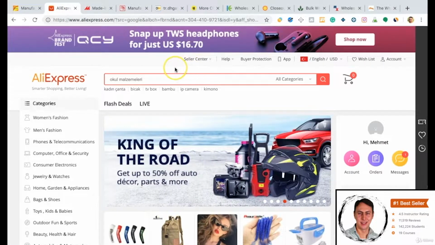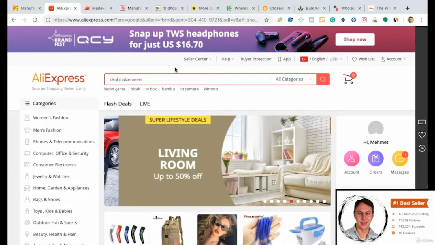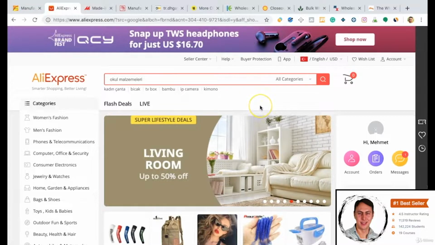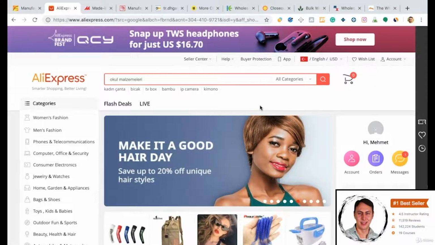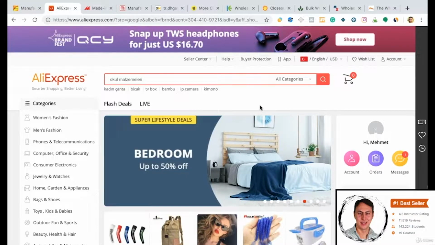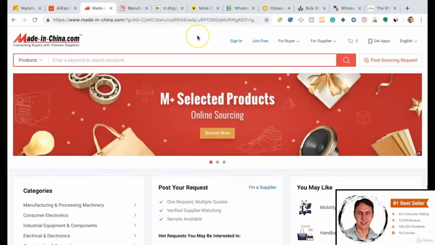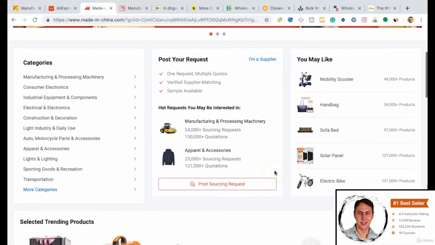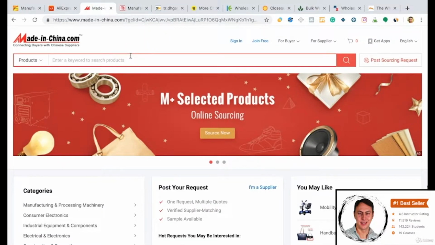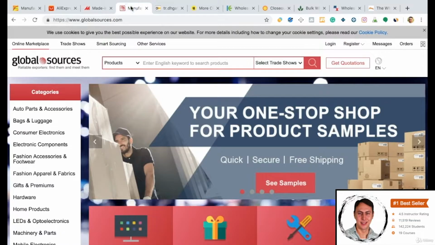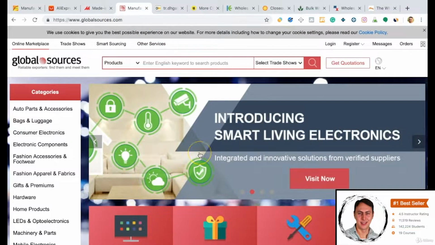Next platform is AliExpress. It's another version of Alibaba. They sell the products one by one. If you would like to try a smaller amount of the product for sending, you can use this platform. However, if your order amount is high, you should definitely use Alibaba. AliExpress is a platform where products are sold one by one, two by two. MadeInChina.com is another platform for finding suppliers. It's another platform where you can find products from China. It is a kind of platform like Alibaba. You are searching for products and contacting suppliers.